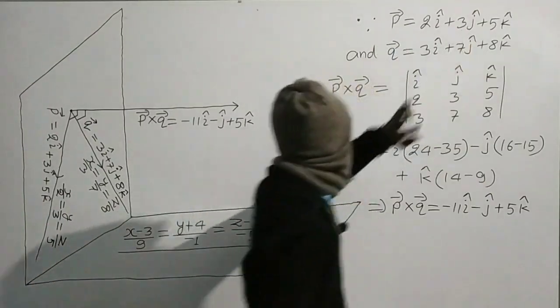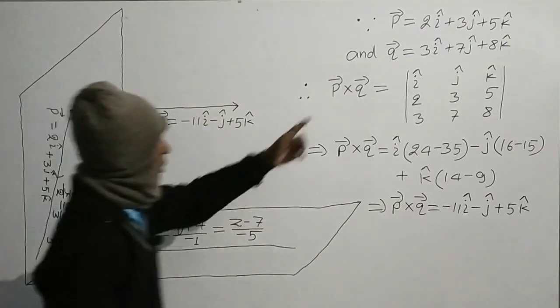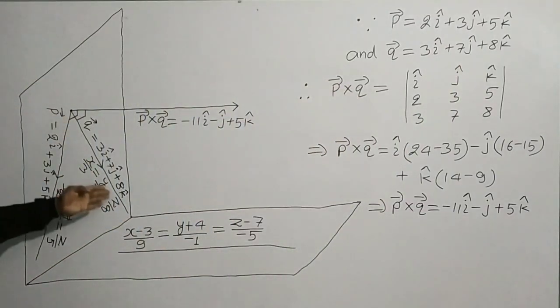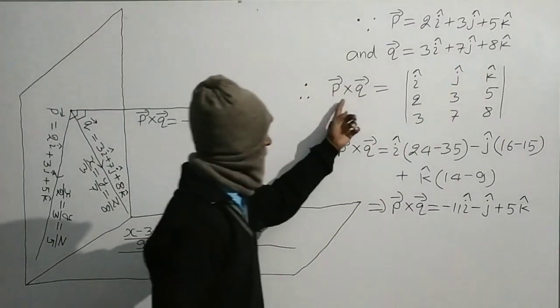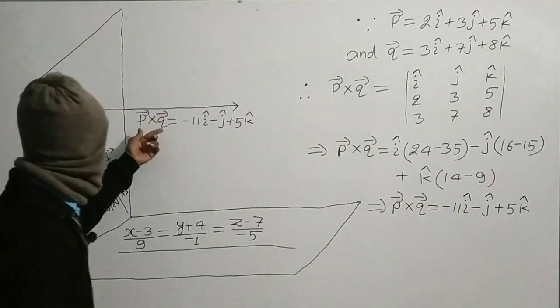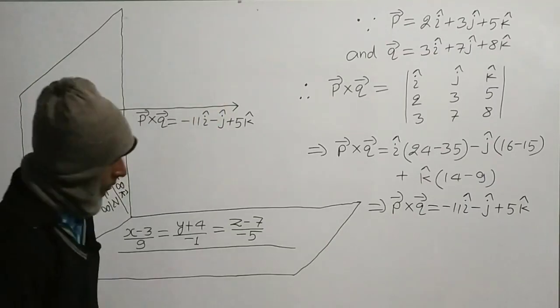P is equal to this, a vector along this line. Q is equal to this, a vector along this line. P cross Q will be equal to this. That means P cross Q vector will be equal to this.